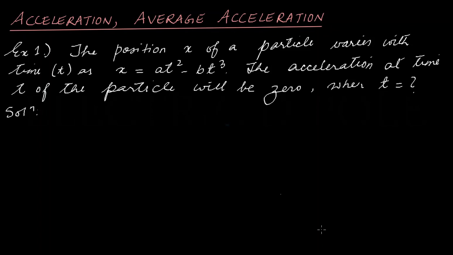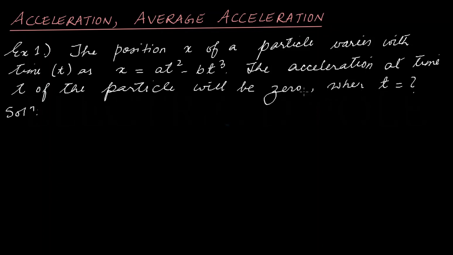All right, let's do some exercises on acceleration and average acceleration. So the first exercise here: the position x of a particle varies with time t as this. The acceleration at time t of the particle will be 0 when t is equal to how much?